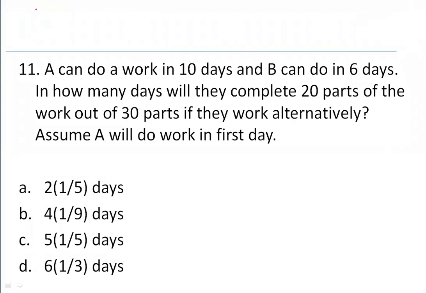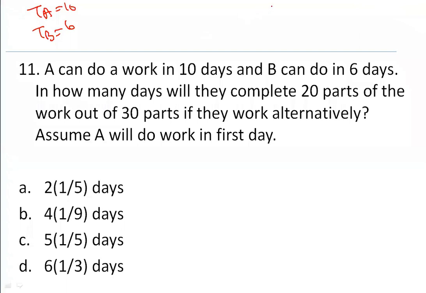A can do a work in 10 days. Time taken by A is equal to 10 days. Next, time taken by B is equal to 6 days. So how many people are there in the question? A and B. In how many days will they complete 20 parts of the work out of 30 parts if they work alternatively? The condition is that they have to work alternatively.